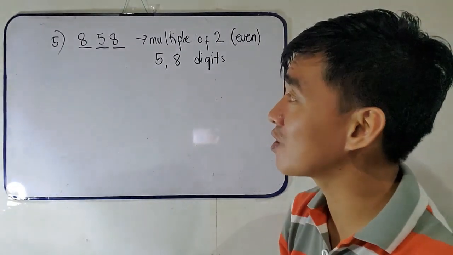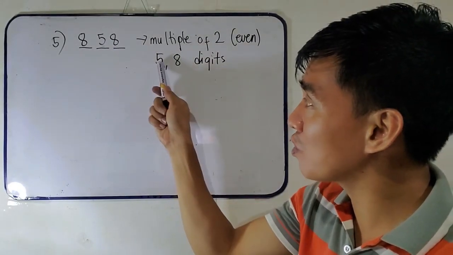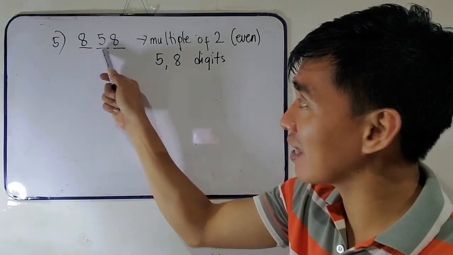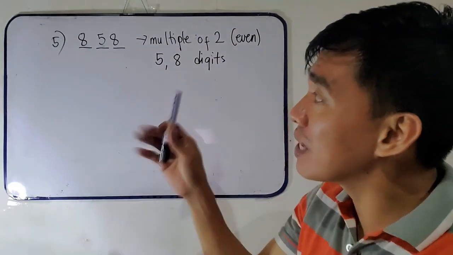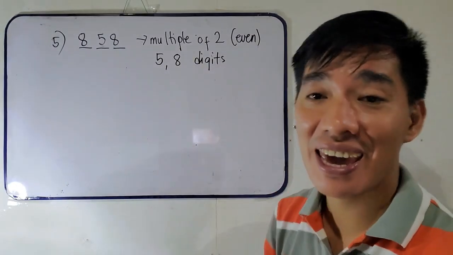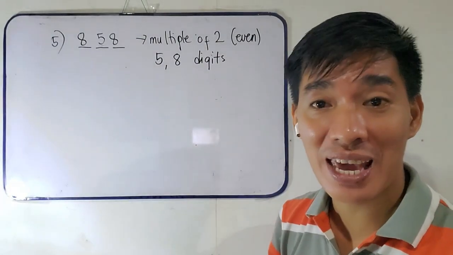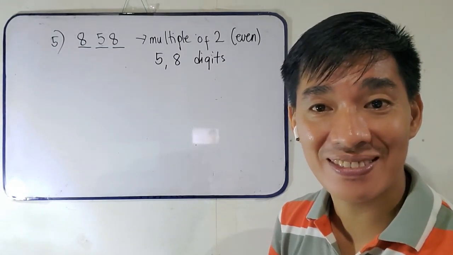Let's check our answer. Multiple of 2. Yes, that's a multiple of 2. Uses 5 and 8. 8, 8, and 5. It should be the biggest. That's the biggest that we could make utilizing 8 and 5. So the correct answer is 858 for number 5. Did you get it right?